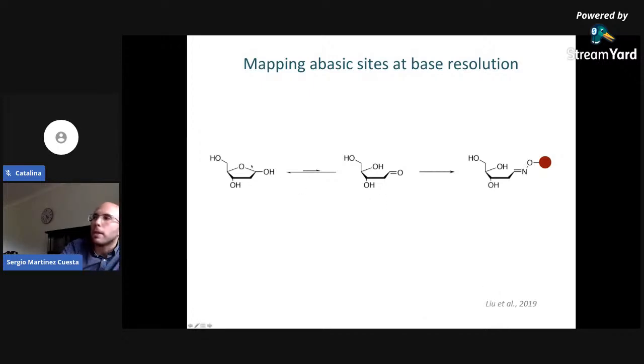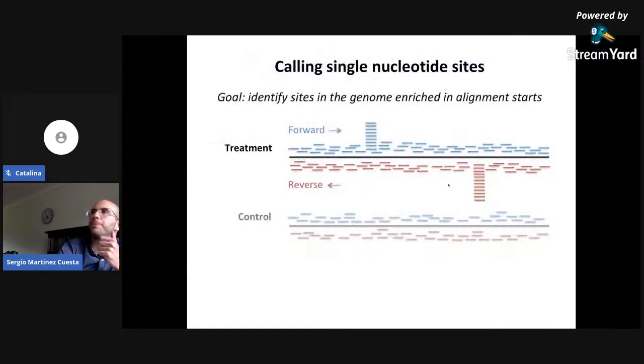So yeah, for those of you that are into chemistry, the key of this method is that the abasic site goes through an open form, and then you can detect that with chemistry that binds to the aldehyde, and then you can pull down abasic sites. So roughly, bioinformatically, you end up with something like this.